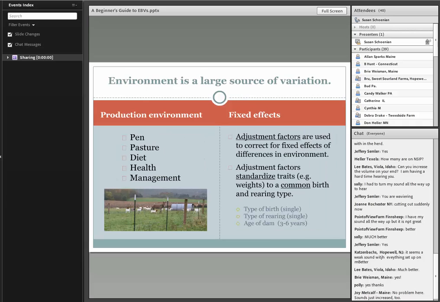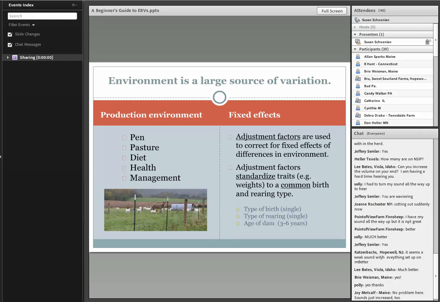As we've already mentioned, environment is a very large source of variation, up to 95%. And what we mean by the production environment, how is that animal raised? Is he raised in a pen? Is he raised in a pasture? If it's pasture, what kind of pasture? What type of grazing system? What's the diet that that animal receives? How that animal performs can be very much affected by pasture quality, by diet.